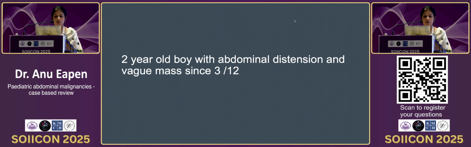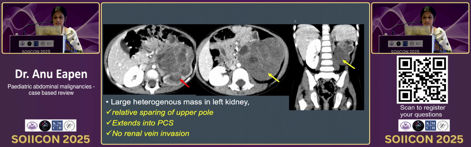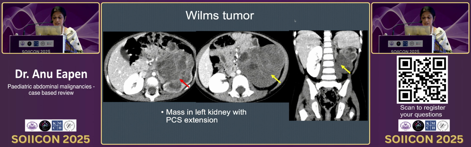So moving on, a 2-year-old boy with abdominal distension and a vague mass since 3 months. And what we see here is a large mass in the left kidney, with little sparing of the upper pole, and it looks like there is extension of tumor into the collecting system, no renal vein invasion. So this was Wilms tumor.